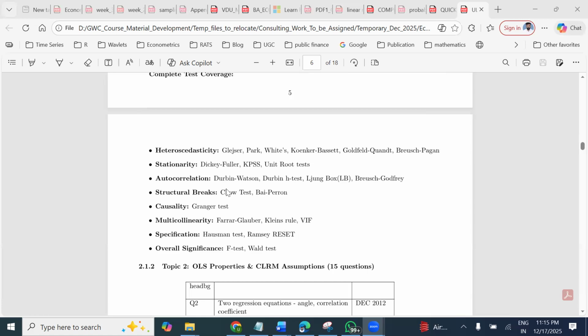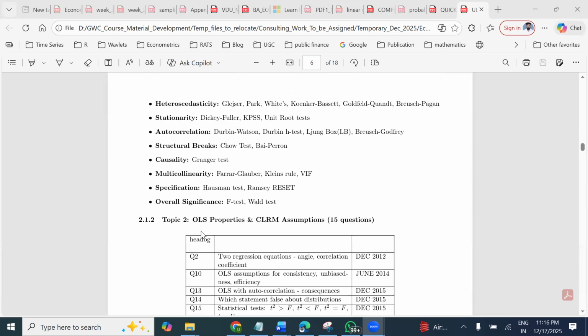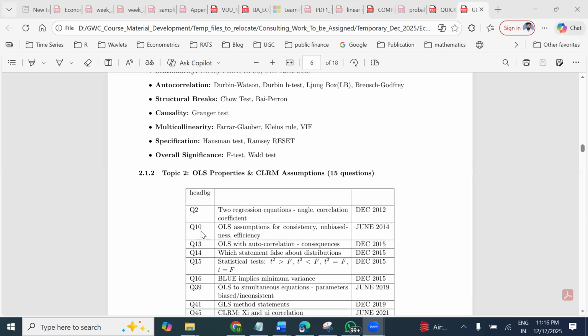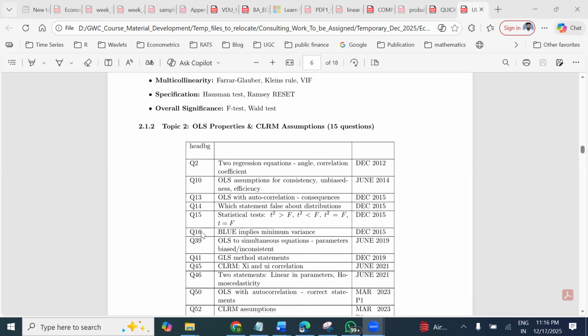And if you see heteroscedasticity, what are the tests which are here? Stationarity, autocorrelation, structural break, causality, multicollinearity, specification, and overall significance. So these are the different types of tests you should master, or at least you should know them. Because at this point of time I cannot say that you will master these tests. Time will say, but for me at least we have to cover these topics. Are you getting? Yes, sir.